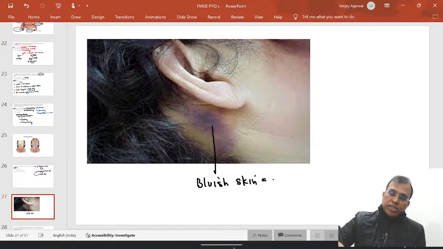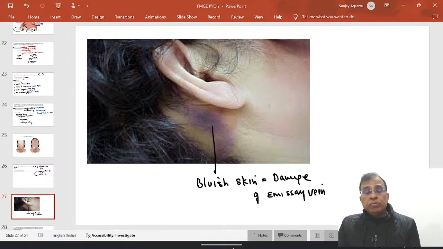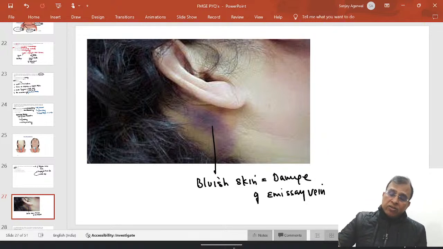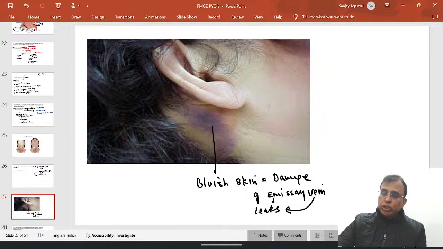Because of the trauma, there is damage of emissary veins. The veins in this area, which carry the blood from the skin deep inside to the jugular vein, are called emissary veins, and they get damaged and the blood will leak. So venous blood is leaking out. And what is the color of the venous blood? Bluish in color. So the skin becomes bluish because of the venous blood leak.